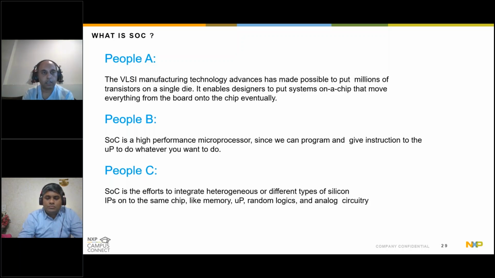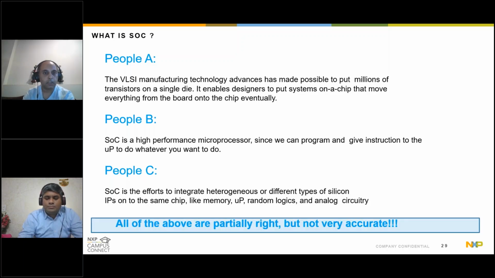So ultimately, what is it? Is SOC what is described by people A, B, or C? So basically, all of the above are partially right, but not very accurate, right? SOC is all about what all these three people are saying, but SOC is not only these things, but something over and beyond. So let's see what SOC actually is, in the next slide.